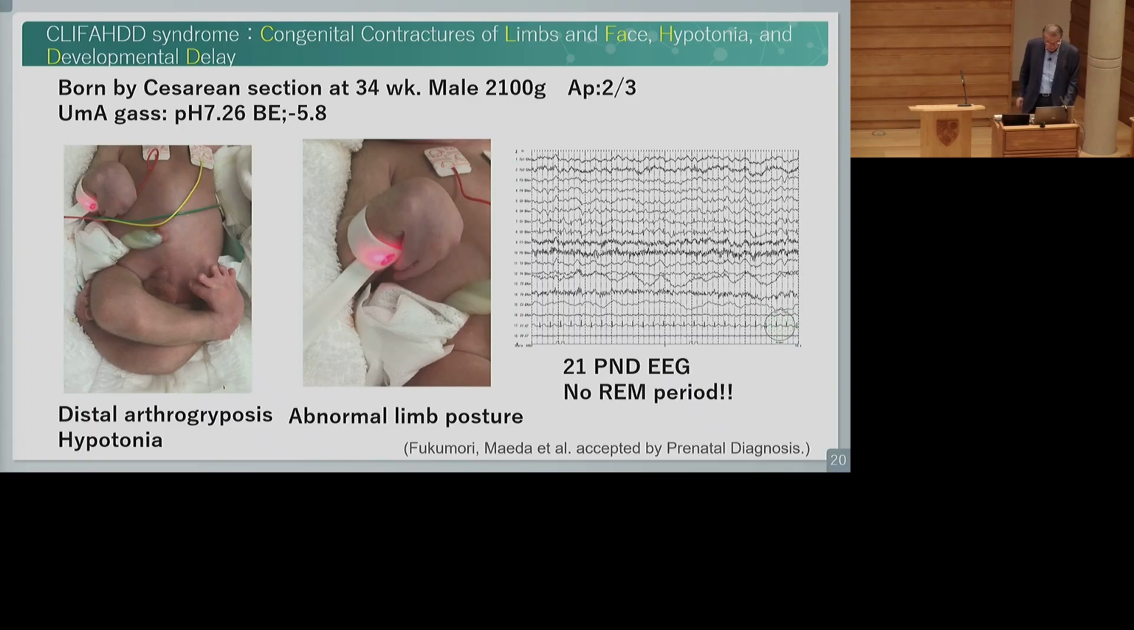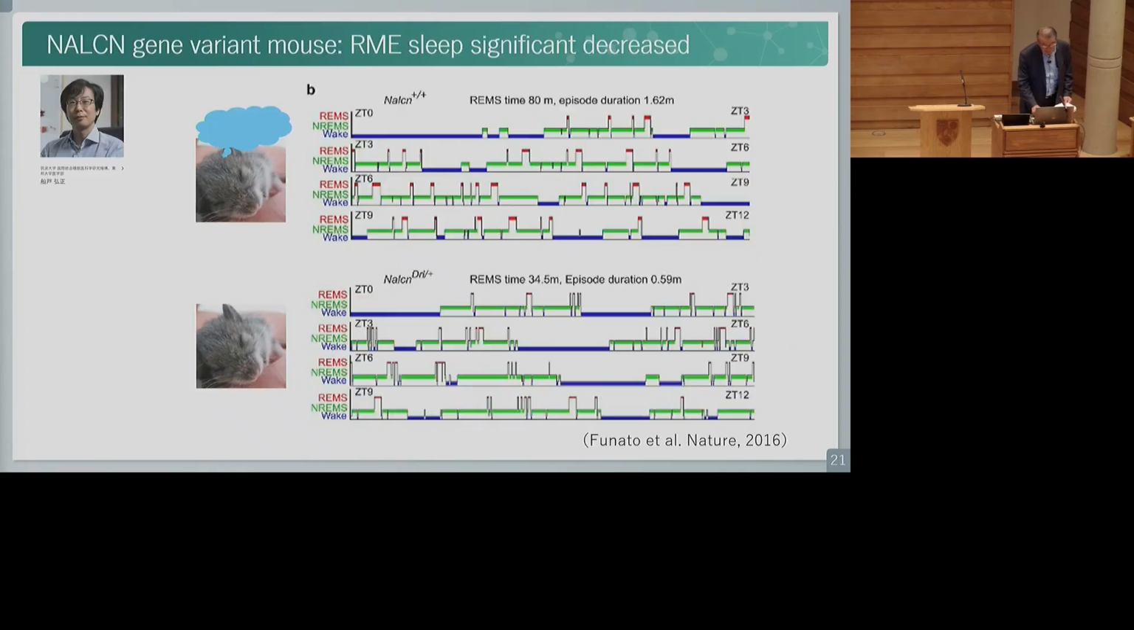Genetic analysis identified CLIFAHDD syndrome caused by an NALCN, narcin, mutation. CLIFAHDD syndrome is an abbreviation of congenital contractures of the limbs and the face, hypotonia, and developmental delay. Previous studies by Funato in Japan showed that narcin dysfunction markedly reduced REM sleep in mice.